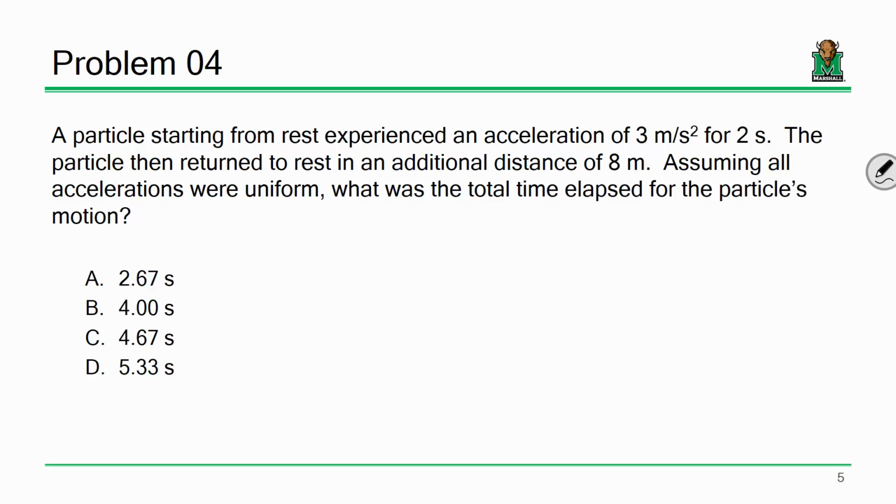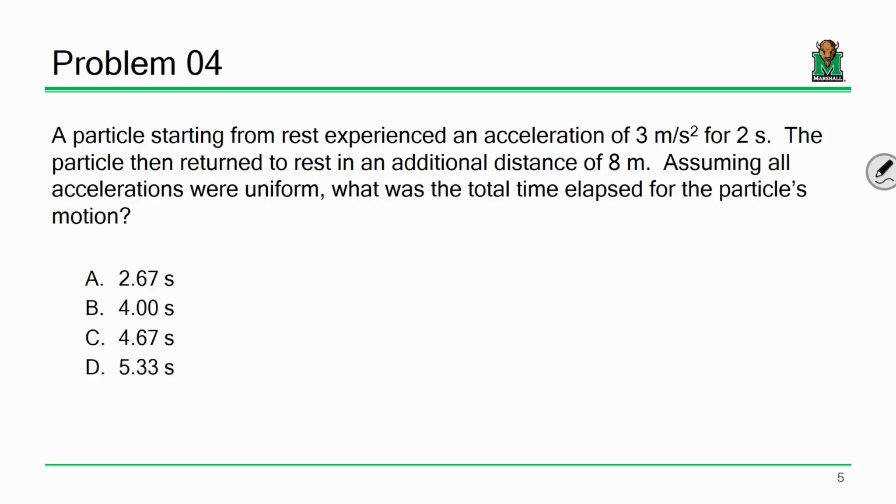All right, so we've got a particle. It's starting from rest. It experiences an acceleration of 3 meters per second squared for 2 seconds. After those 2 seconds, it returns to rest in an additional distance of 8 meters. So assuming all the accelerations were uniform, what was the total time elapsed?